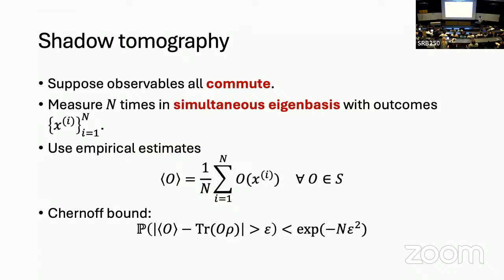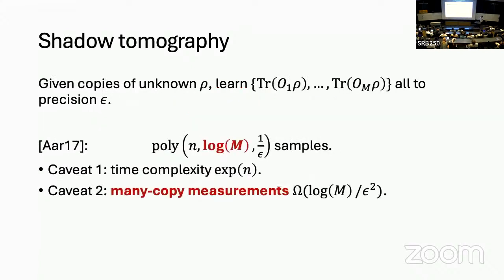Somewhat miraculously, Scott Aaronson showed, when he introduced this task, that you can always get this log m scaling, which is extremely surprising and counterintuitive when you first see it. He has some heroic protocol that achieves this. There are 2 main caveats as to why this doesn't solve everything. The first is that it's explicitly exponential time. The second is that to perform Aaronson's protocol, you need to entangle all of your copies of the quantum state and perform joint measurements on everything.